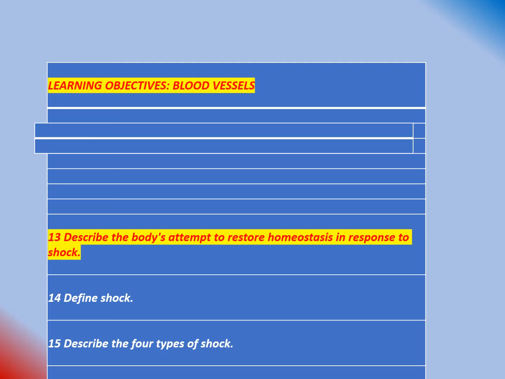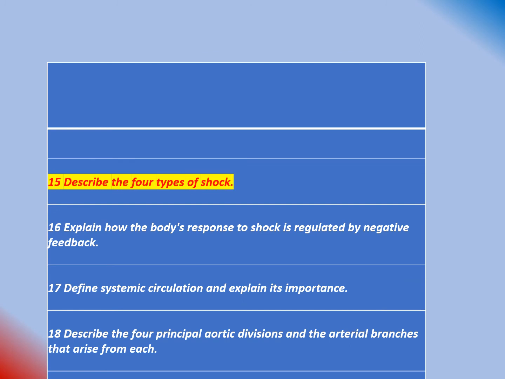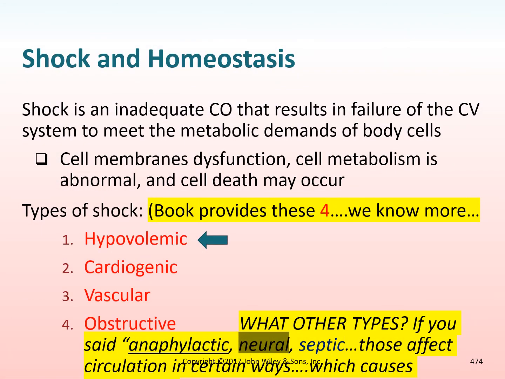Describe the body's attempt to restore homeostasis in response to shock. What is shock? What are four types of shock? Shock is an inadequate cardiac output that fails to meet the metabolic demands of body cells. The body is just not being perfused with blood. Cell membrane function can go downhill. Cell metabolism slows down. The cells can die.